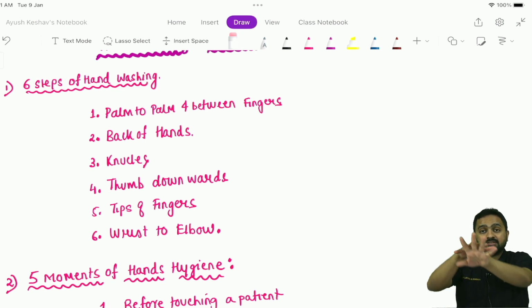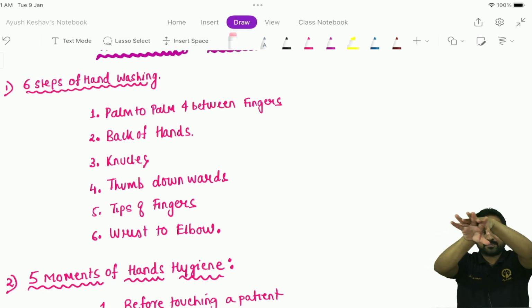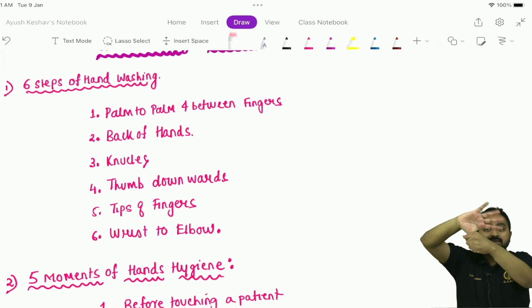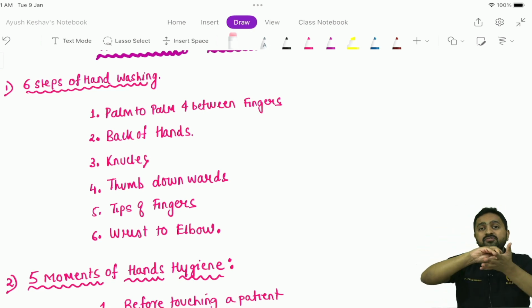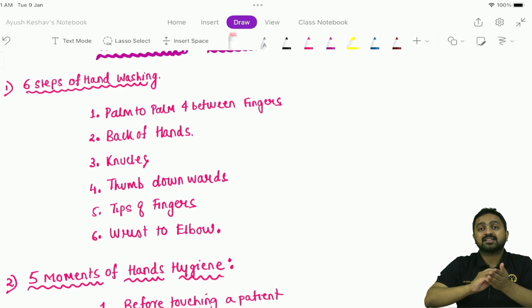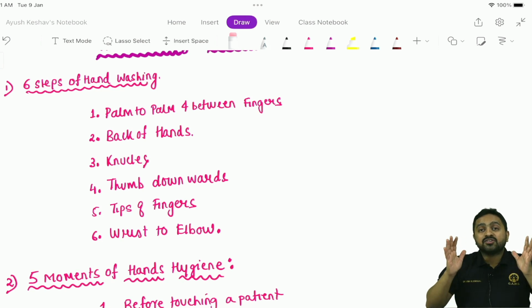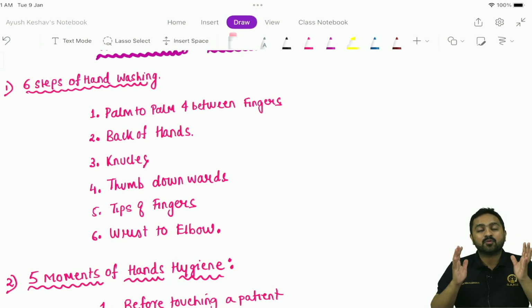The second is your back of hands. The third is your knuckles. Right. Fourth is thumb downwards. Fifth is your tip of fingers, and sixth is your wrist to elbow. So these are your 6 steps of hand washing.